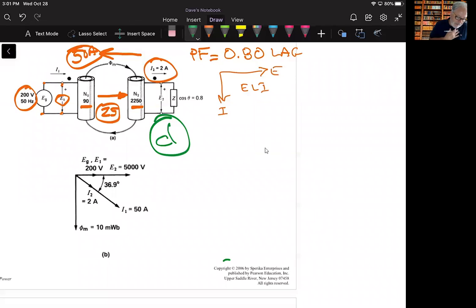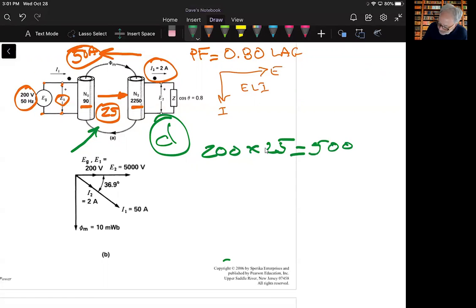Okay, so he says in this one, draw the phasor diagram. To draw the phasor diagram, the one thing that we don't have up to this point is what the voltage is for E2. We haven't had to calculate that, but we know the turns ratio, 90 to 2,250. If we have 200 in, then we're going to have 25 times that on the output, or 5,000 volts. Okay, 5,000 volts. So that allows me to put this value in here.